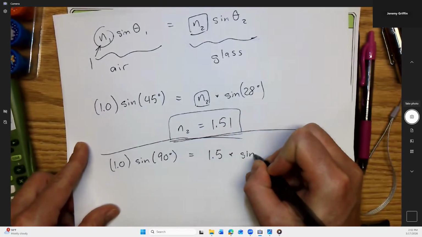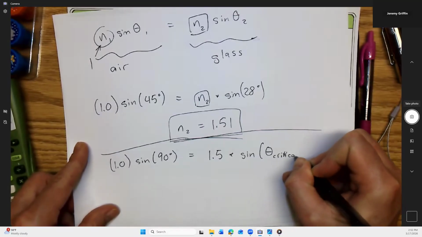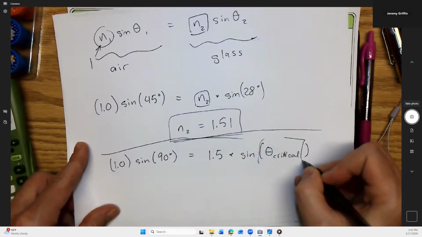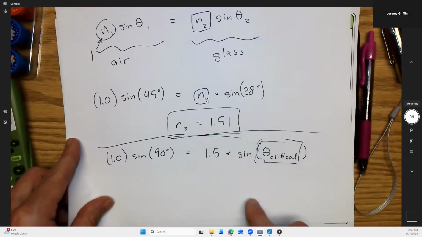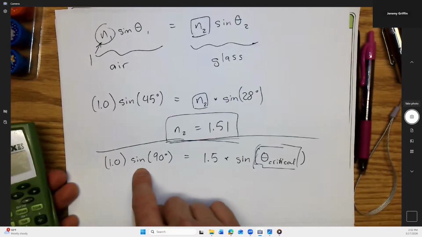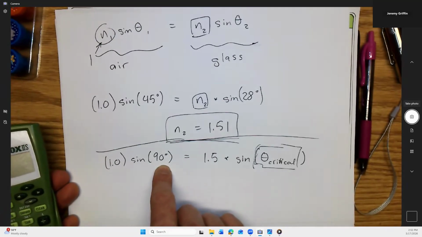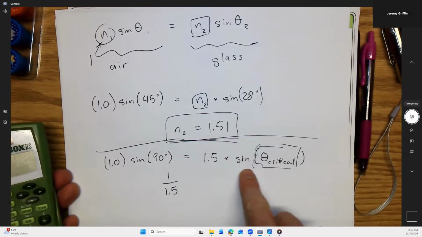Now let's find out what the critical angle is for that glass you were just looking at. Do you think we can solve that? Let's try it. And tomorrow in your lab, you're going to do the same thing, so get a good look at this. What is sine of 90 degrees? 1. So 1 over 1.5. Now let's set that equal to the sine of the critical angle.